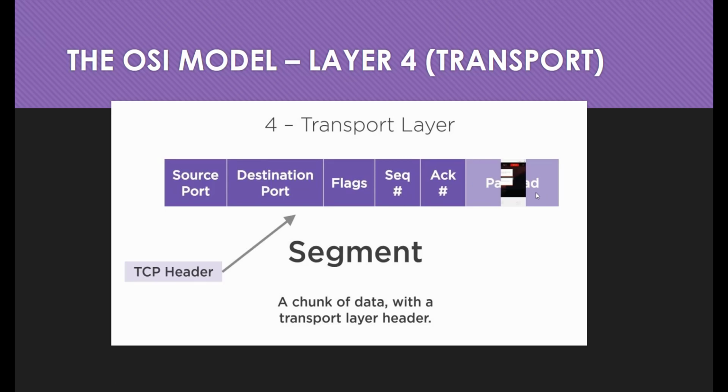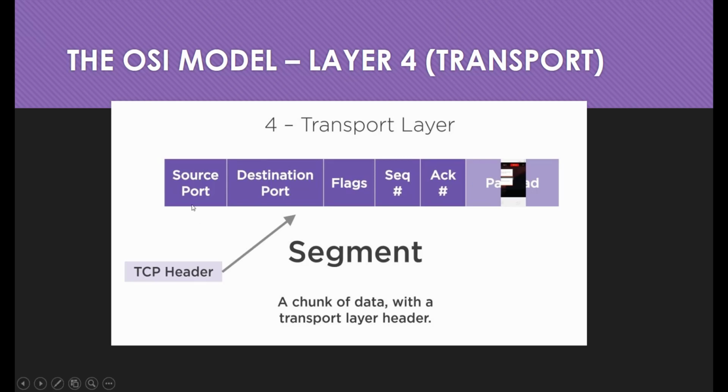And remember, it first starts from layer 7, then moves to layer 6, then layer 5, and that's when it is sent to layer 4, which is the transport layer. And we can see that a TCP header is now added to the payload, which is the data from layer 5. And we can see that when the TCP header is added to the payload, it is called a segment, which, as described there, is a chunk of data with a transport layer header. So let's take note of that.